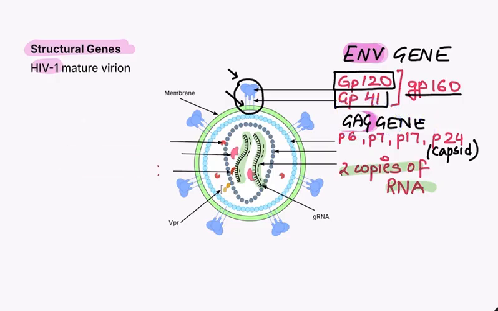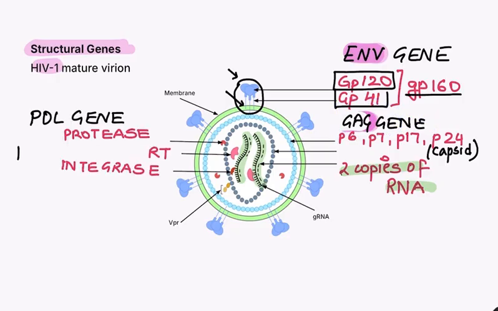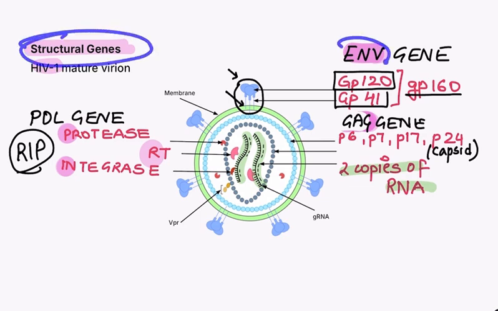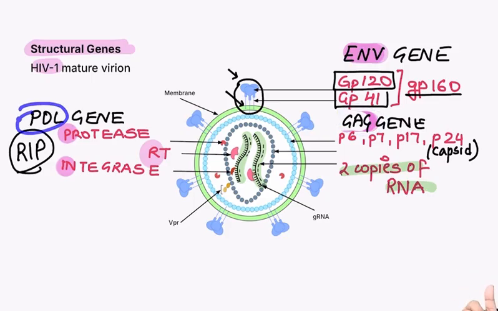Now let's come to the third one, that is the Pol gene, and the Pol gene is going to make RIP, meaning there are 3 enzymes that it makes. The R is going to stand for reverse transcriptase because it's an RNA virus. I will stand for integrase because after it comes in our body, it has to integrate with our DNA also. And protease is the one that is going to help in release of the virus, and I will show you the pathogenesis very soon. So I realized that the structural genes are 3: the envelope, then the GAG and the Pol. Envelope makes 3 things, 160, 120 and 41. GAG makes 6, 7, 17 and 24, and Pol makes RIP.